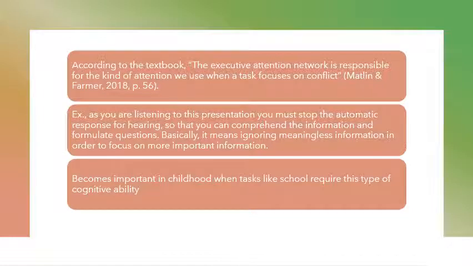According to the textbook, quote, "The executive attention network is responsible for the kind of attention we use when a task focuses on conflict." For example, as you are listening to this presentation, you must stop the automatic response you're hearing so that you can comprehend the information and formulate questions. Basically, it means ignoring meaningless information in order to focus on more important information. This becomes important in childhood when tasks like school require this type of cognitive ability.